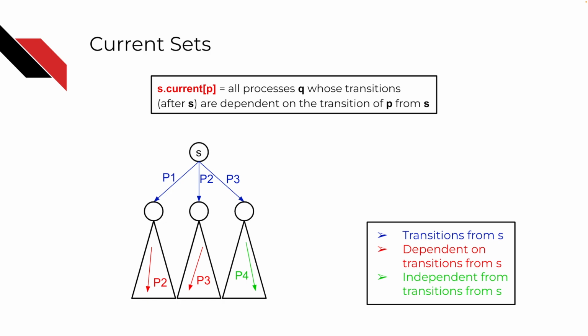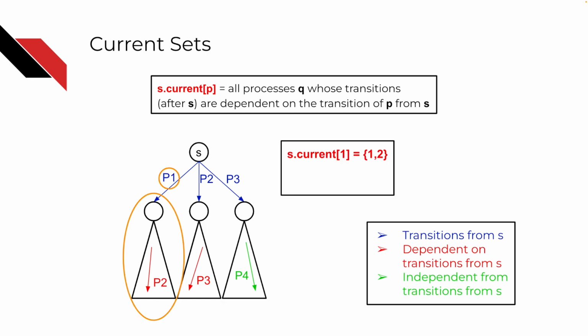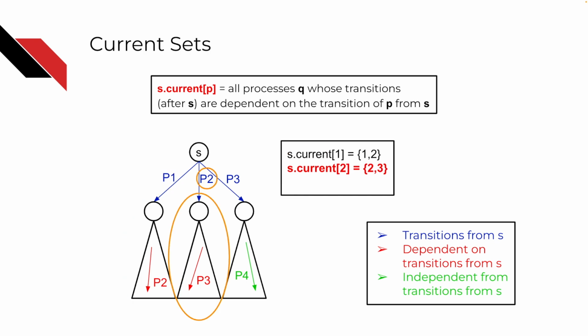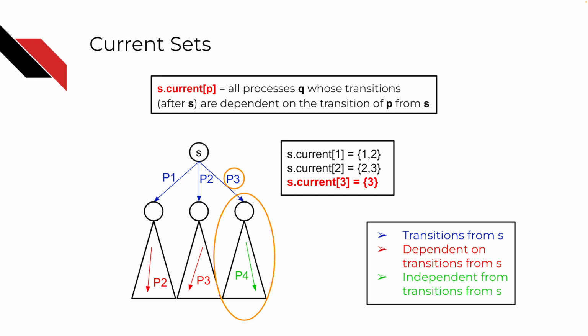We also introduce a new type of set of processes called current, which is defined for a state S and the process P that is enabled in S. It keeps the processes of all the transitions explored after S that are dependent on the transition of P from S. For instance, on the right, when we check the first subgraph, the blue transition of process 1 is dependent only on the red transition of process 2, and hence the current set of S for process 1 contains 1 and 2. Similarly, as the blue transition of process 2 is dependent only on the red transition of process 3 in the second subgraph, the current set of S for process 2 contains 2 and 3. We don't see any dependent transition on the third graph, and therefore the current set of S for process 3 contains only 3.